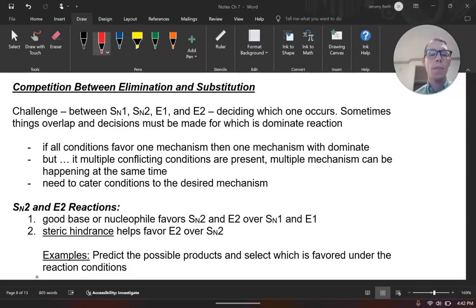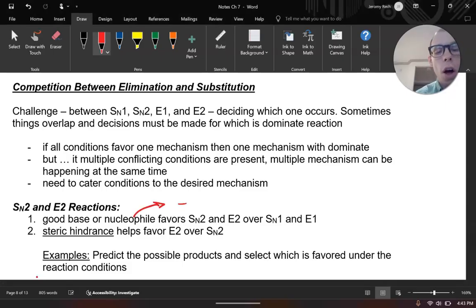How do you know if you're going to go into the ones or the twos? A lot of that's going to be based on your base or your nucleophile. If you have a good base or a good nucleophile, that's going to favor your twos over your ones. And when we say good base or good nucleophile, often that's going to mean something charged. So if you have a structure that has a physical charge on it, that's more likely to go into your twos than your ones. A lot of your weaker bases and weaker nucleophiles are going to favor your ones.